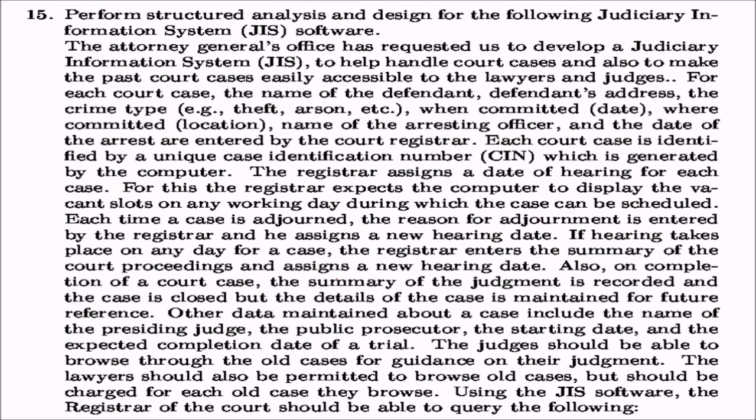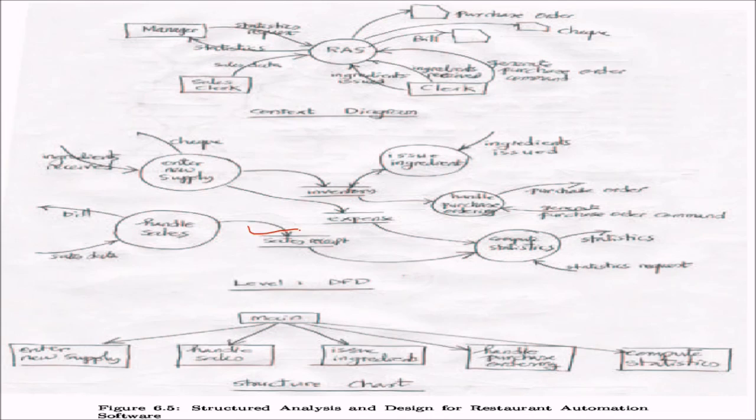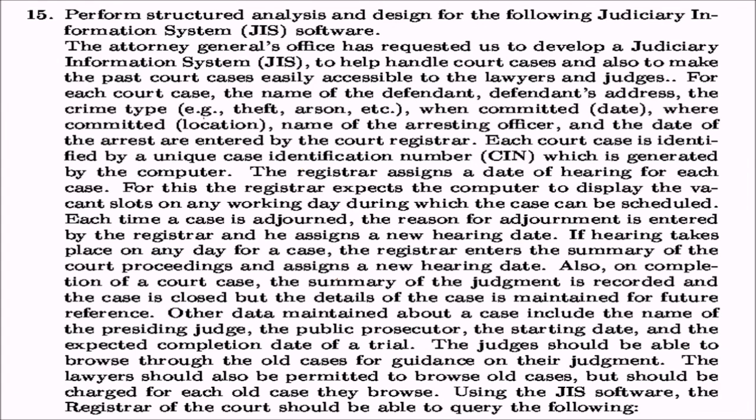Now we have question number 15. We have just seen this one. So again, SA and SD has to be done on the Judiciary Information System, JIS. The Attorney General's office has requested us to develop a Judiciary Information System to handle court cases and also to make the past court cases easily accessible to the lawyers and judges.